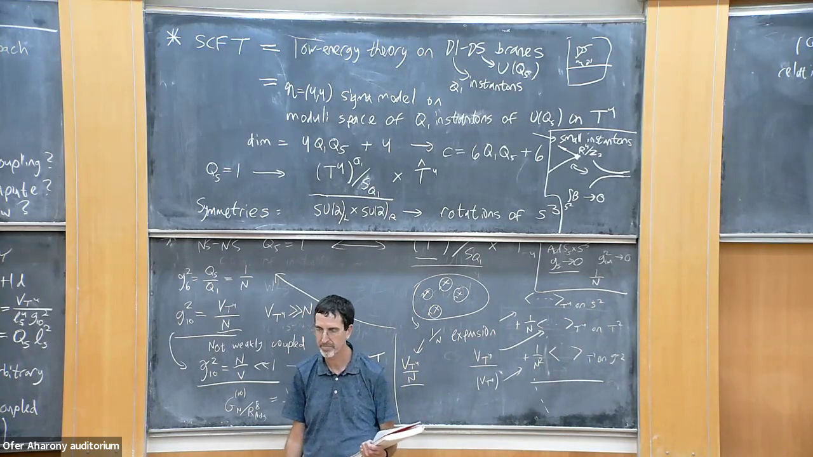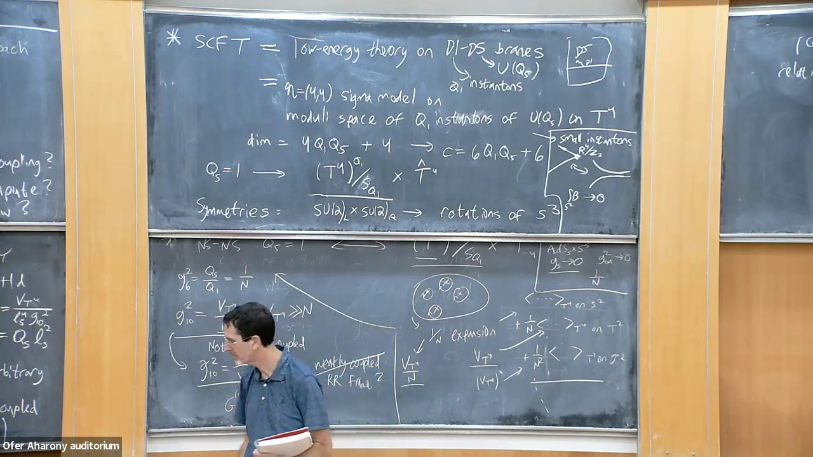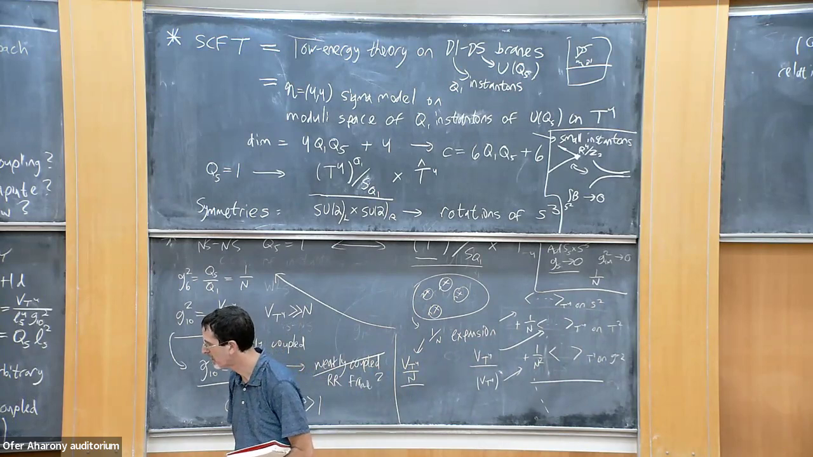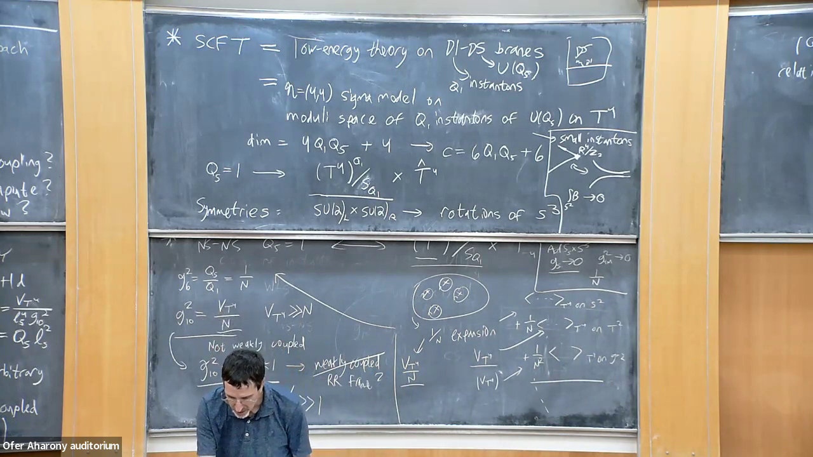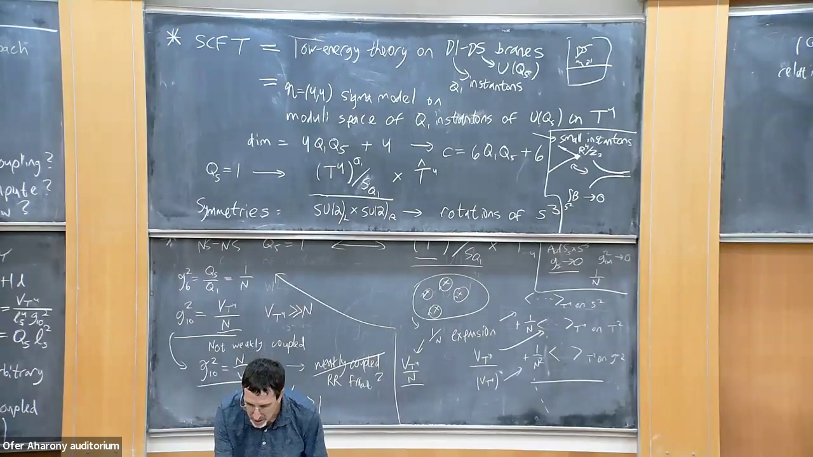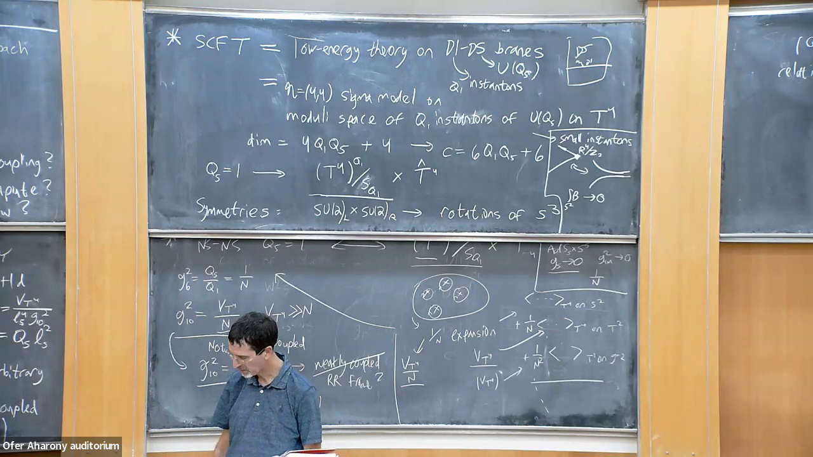Mm-hmm. But I thought in the plane wave limit, somehow you can actually do exact calculations, right? Even when you have Ramond fields and all this. Sorry, can you repeat the question? If you take the plane wave limit, even if you have Ramond fields, you can actually do some exact calculation, right? I don't know if there is any work, but I'm just asking.